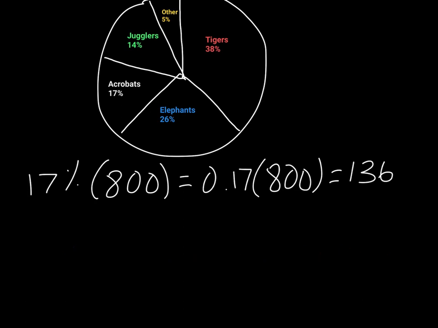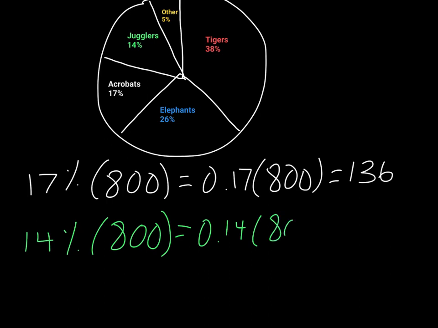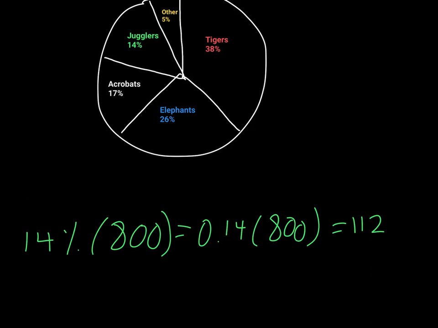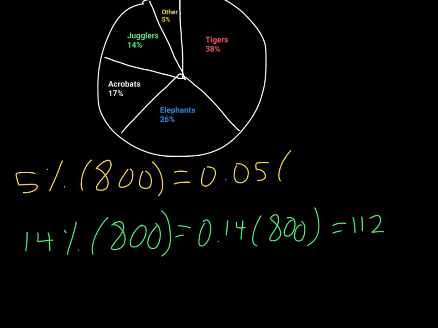Let's go to jugglers. And so we have 14% of 800, which is 0.14, right? Times 800. And so we know for the jugglers, 112 people preferred the juggling. Have we missed any? Oh, I think we have other, yeah? So other, 5% of 800. 5% is 0.05. Be careful with that decimal there. And so we have 40 people that preferred other.